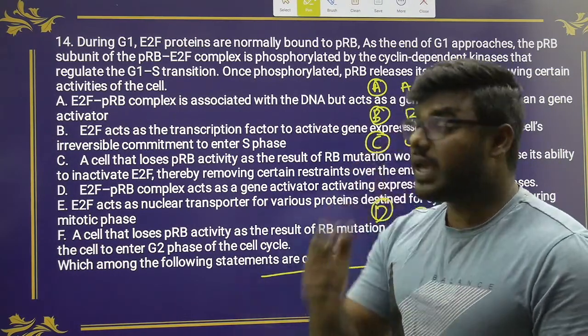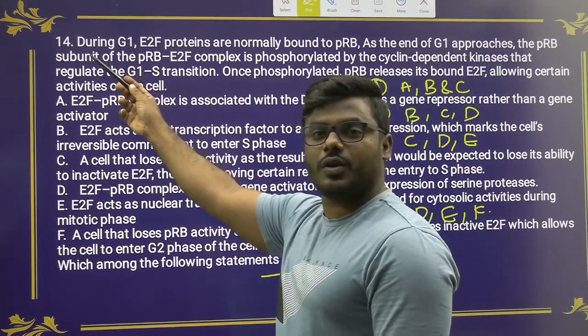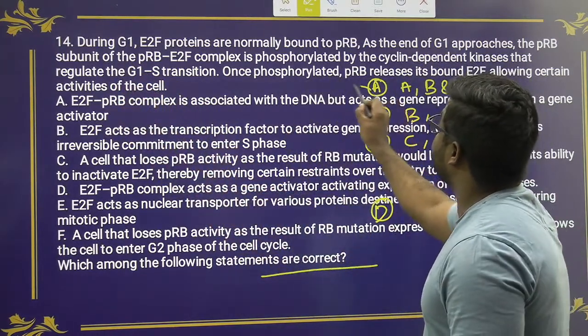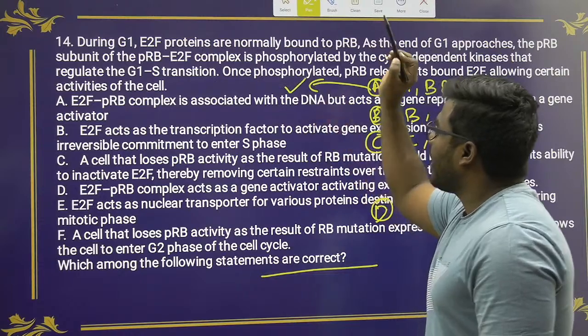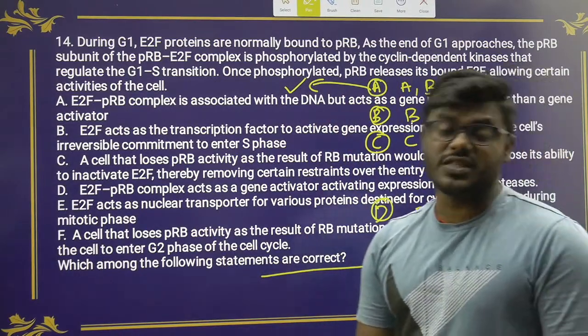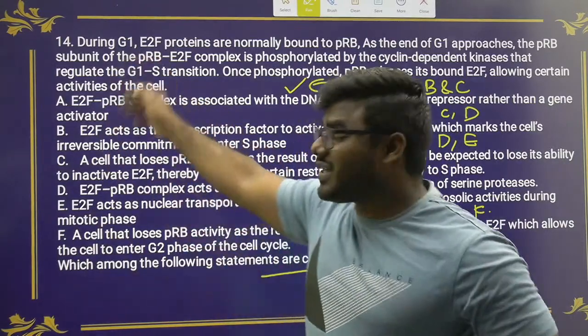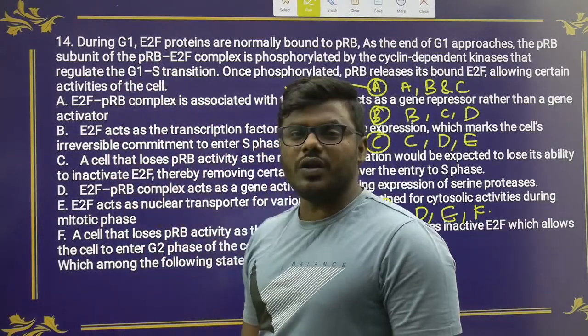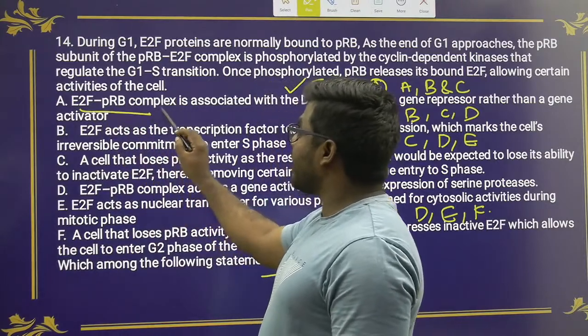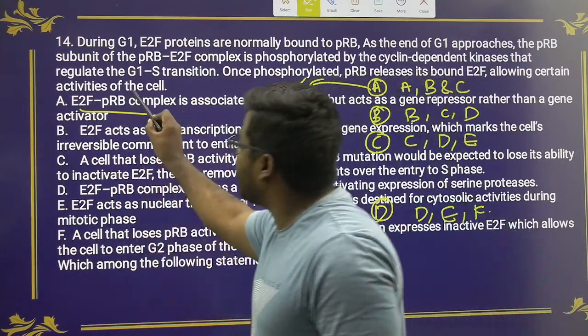Okay, the correct answer for question number 14 is option A. It's very simple. We read it many times in the class. Anyway, I will tell you directly. You all know very well the E2F-pRB complex. I told you many times.